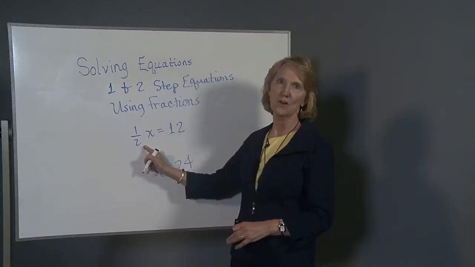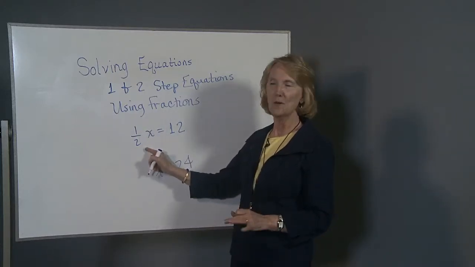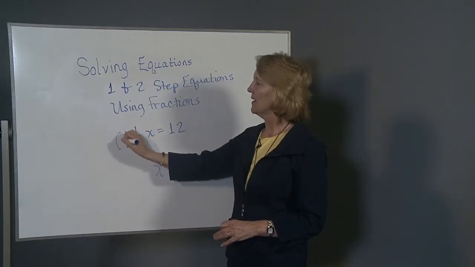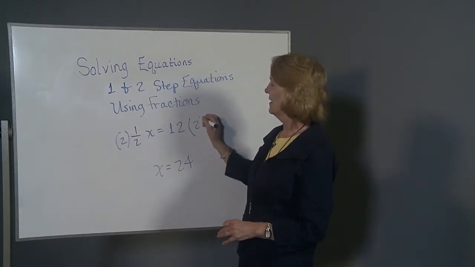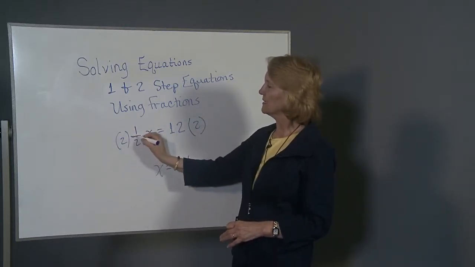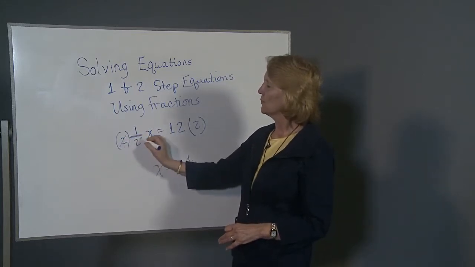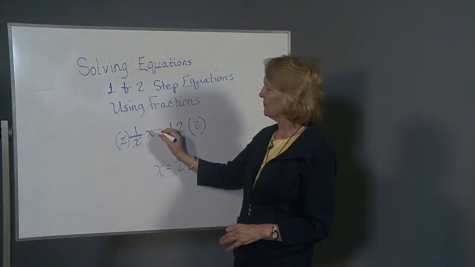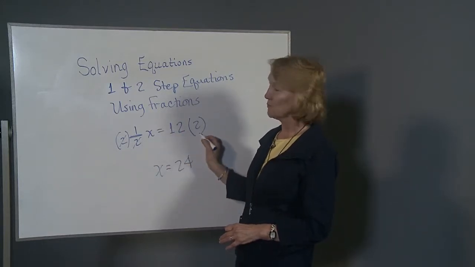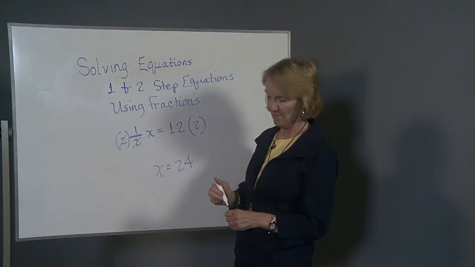If we show our work, how do you undo multiplying by 1/2? You multiply by 2 over 1. And we show the multiplying so that it hits about halfway by this fraction bar. This one's in the numerator and it cancels that one in the denominator. We get x equals 12 times 2, which is 24.